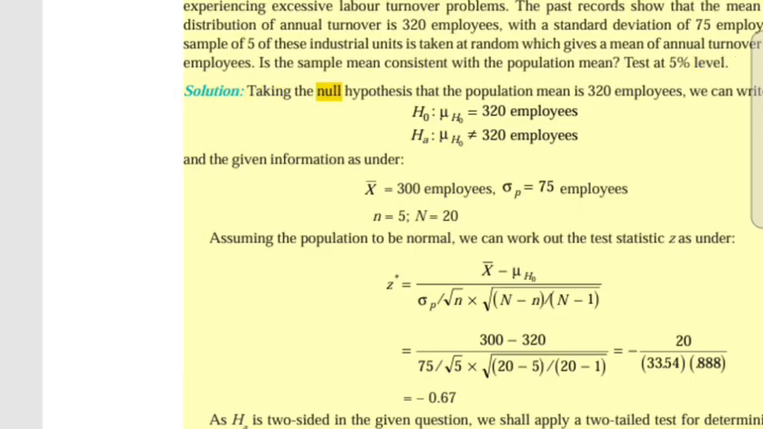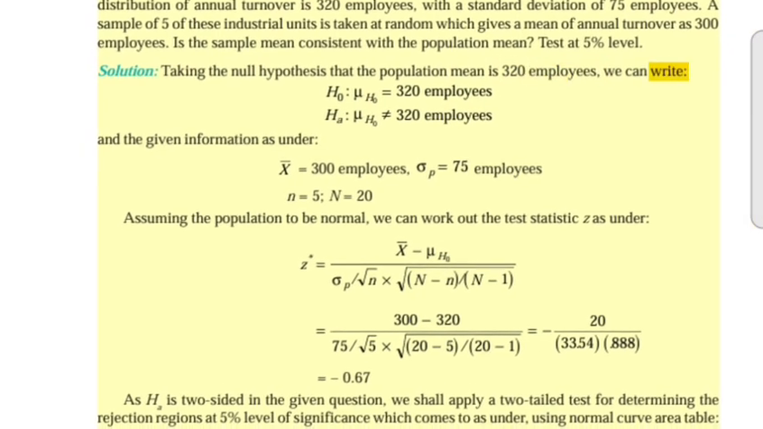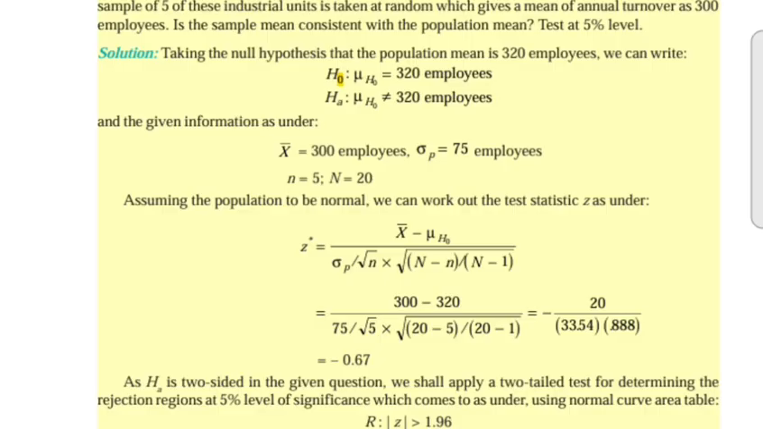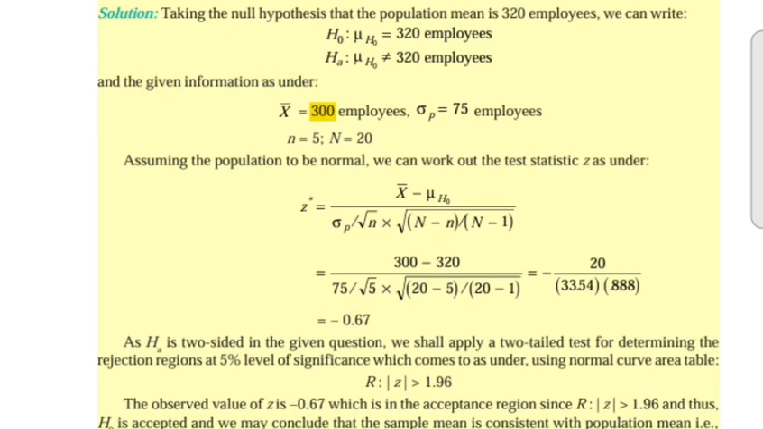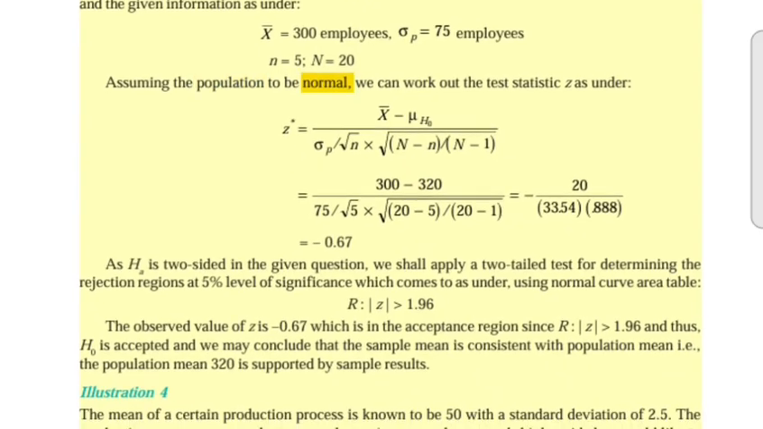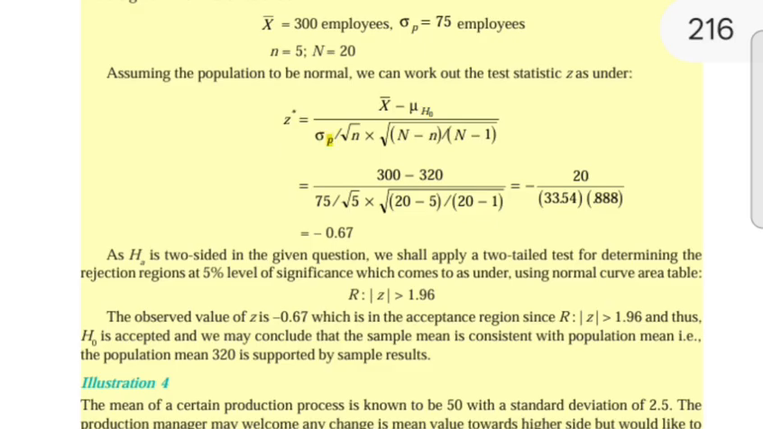Solution. Taking the null hypothesis that the population mean is 320 employees, we can write H0: mu = 320 employees, Ha: mu not equal to 320 employees. The given information is as under: x-bar = 300 employees, sigma_p = 75 employees, n = 5, N = 20. Assuming the population to be normal, we can work out the test statistic Z as under.